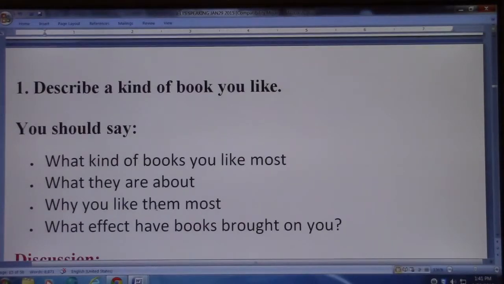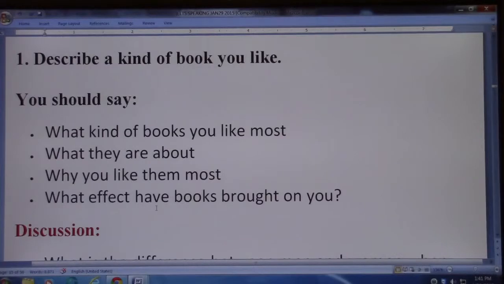Describe what kind of book you like. You should say what kind of books you like most, what they're about, why you like them most, and what effect books have had on you.